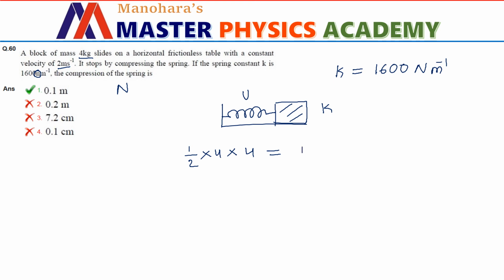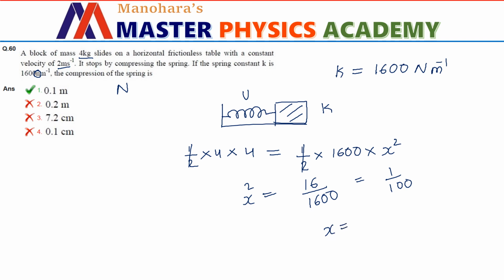So what is the expression for the potential energy of the spring? Half kx squared. So half into the k value, which is given as 1600, into x squared. Half and half get cancelled here. So x squared is equal to 16 divided by 1600. So we will have 1 divided by 100. Taking the square root, we get 1 divided by 10. So 1 divided by 10 meters, that means it is going to be 0.1 meter, as given in option 1.